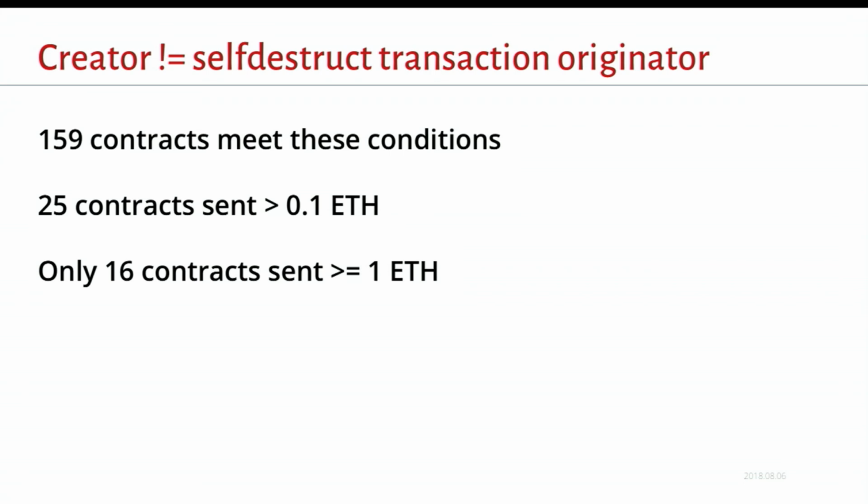So let's do some more filtering. We'll go from 630 down to about 160 transactions where the originator of the self-destruct wasn't the original creator. And then just looking at these, there's only 25 that have sent more than 0.1 ETH and 16 that sent 1 ETH. So there actually hasn't been a lot of these mass hacks using self-destructs. But because there's so few, I looked through everyone, and I'll show you some of the results.